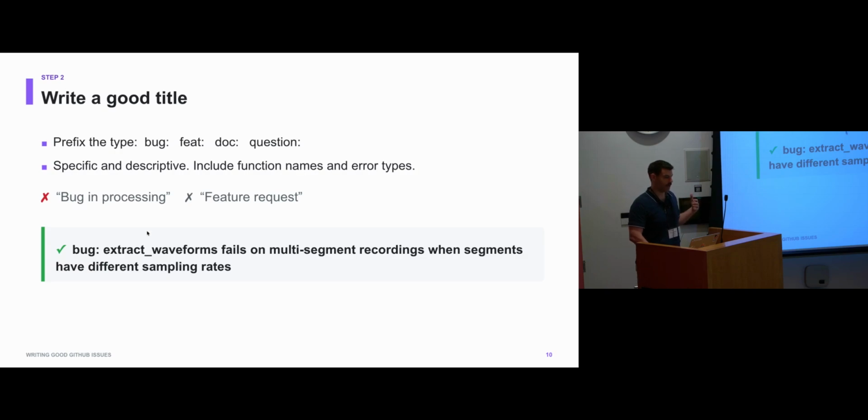So what I actually did here is I went into Spike Interface and I just played around with it until I found an issue. Basically, I tried some edge cases and I actually found an issue. So I'm going to walk you through a real issue that I filed on Spike Interface, testing an edge case to show you exactly what I would do. All of the ingredients of a good issue. So here is the title. Bug. Extract waveforms fails on multi-segment recordings when segments have different sampling rates. So this is the exact method that I used, and it tells you the situation and what happened, right? That's all in the title.